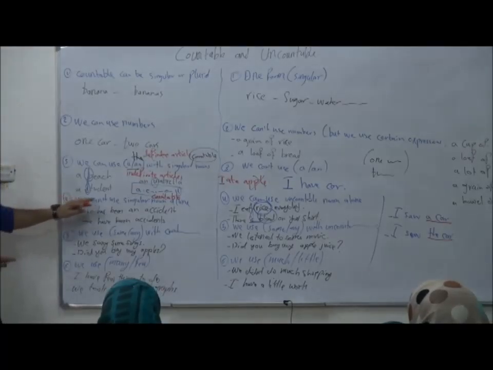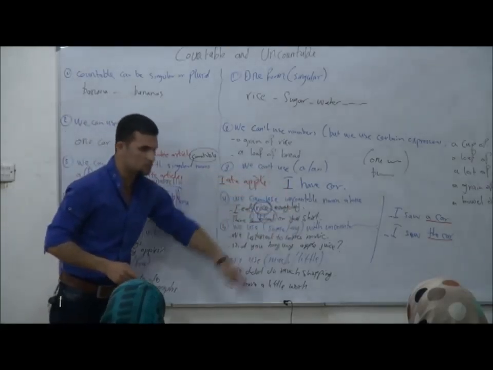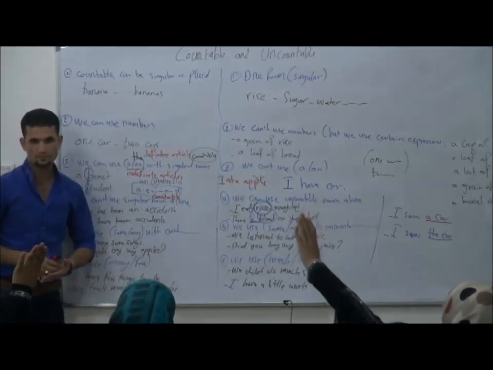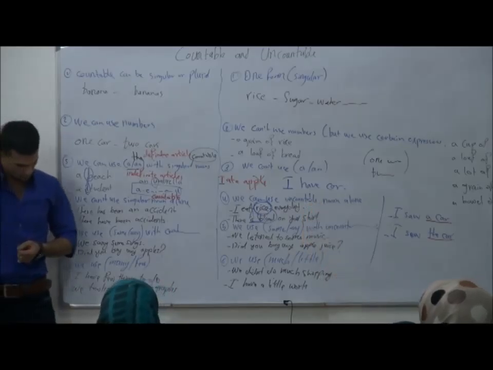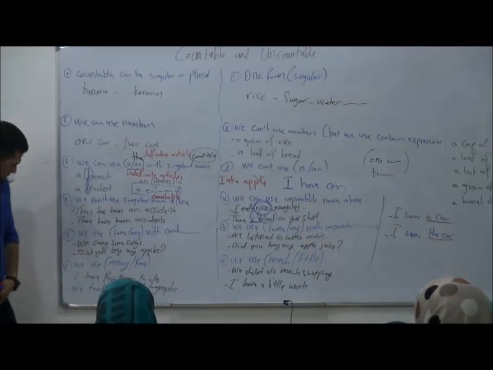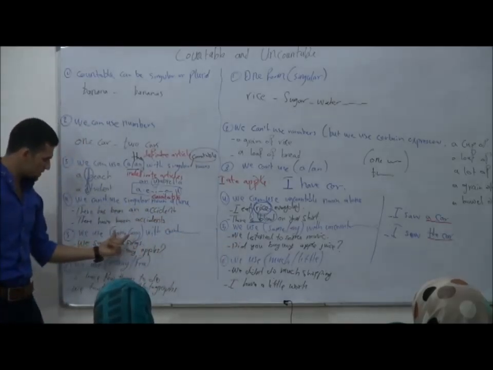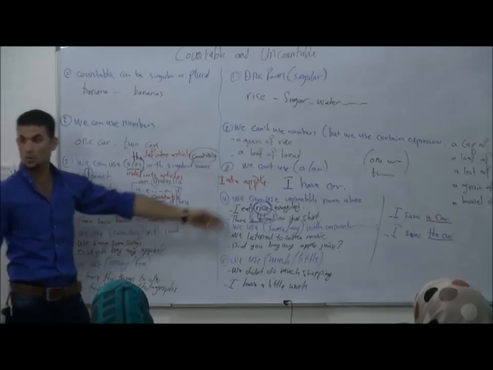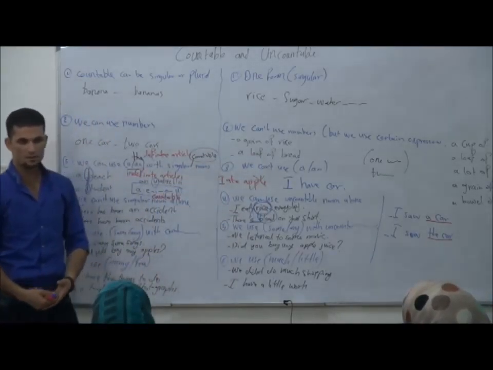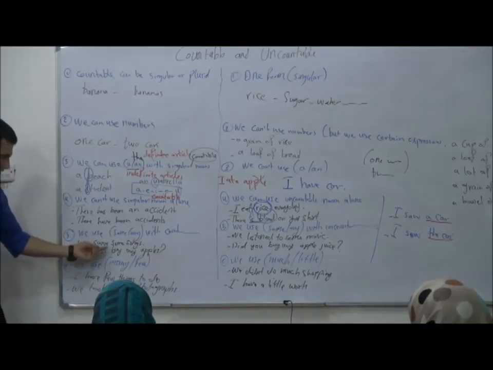And then number four. We cannot use a singular countable noun alone, but uncountable nouns can be used. Okay? Number four. Azhar. No, we use some or any with all of them. You are right, but we use some or any with both countable nouns as well as uncountable. For example, we say we sang some songs.